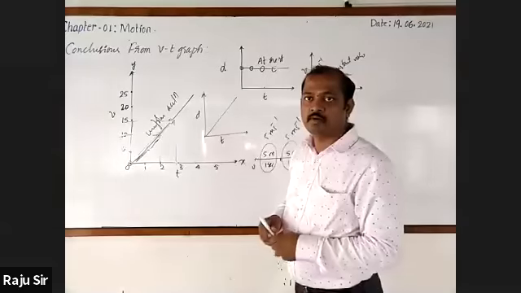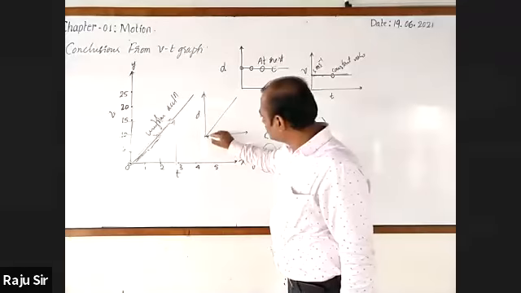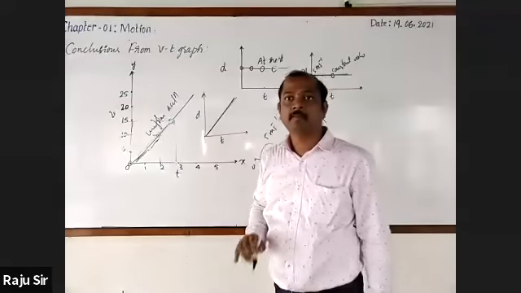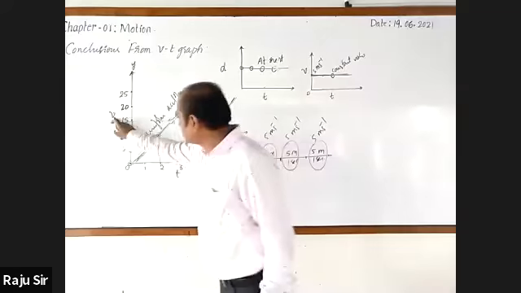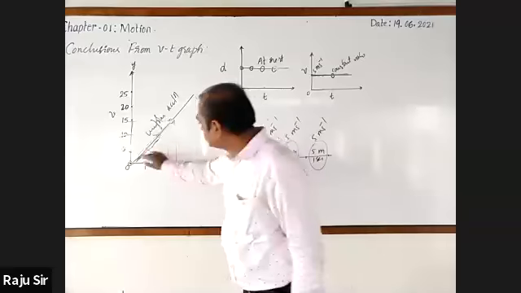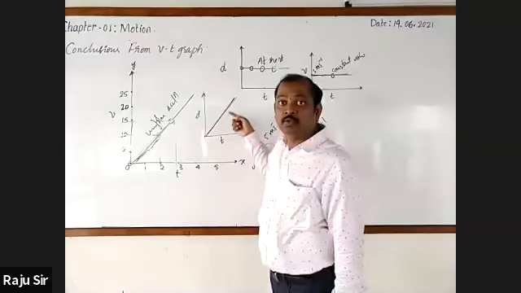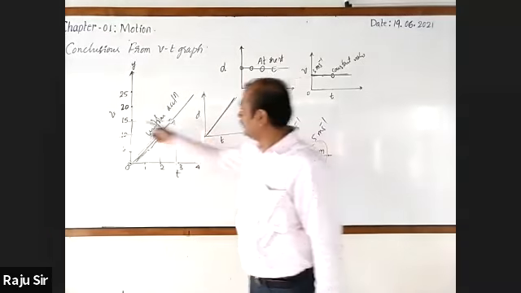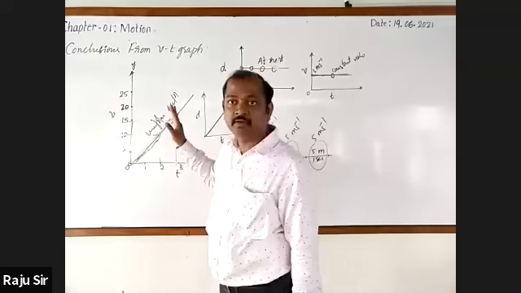Look here. This is a DT graph. What does this straight line indicate? Uniform velocity. Abhinandan, this is a VT graph. What does this straight line indicate? Uniform acceleration. Again, in a DT graph, this straight line is uniform velocity. In a VT graph, it is uniform acceleration.